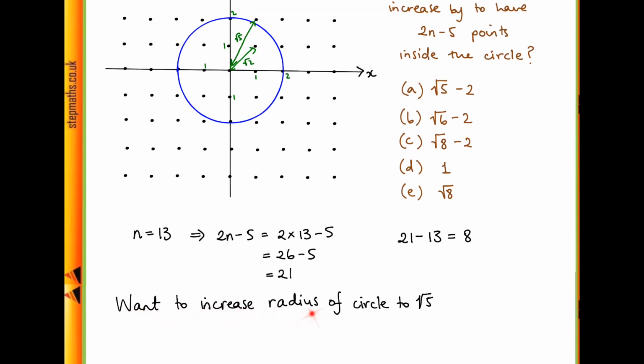So we're going to want to increase the radius of the circle to root 5, and at the moment it's at 2, so the amount we want to increase by is the difference, square root of 5 minus 2, and our answer is A.